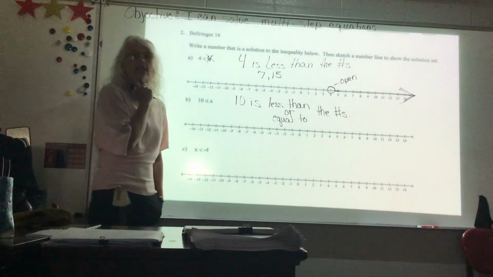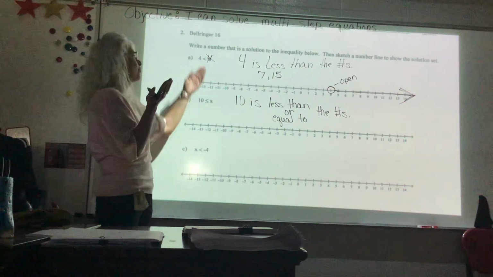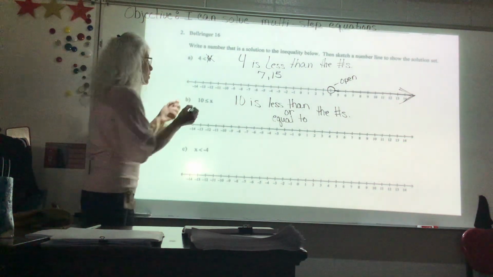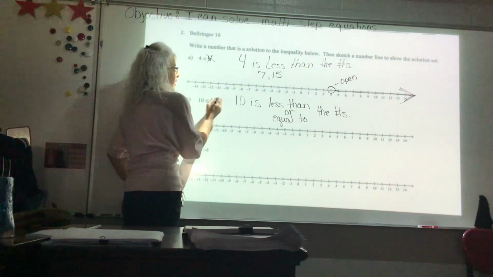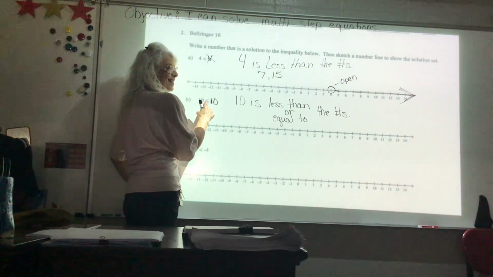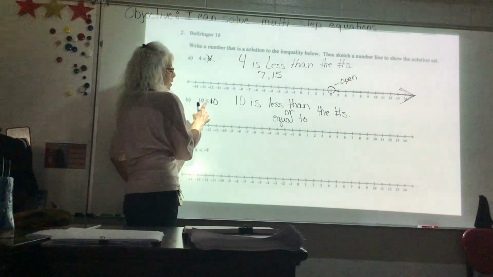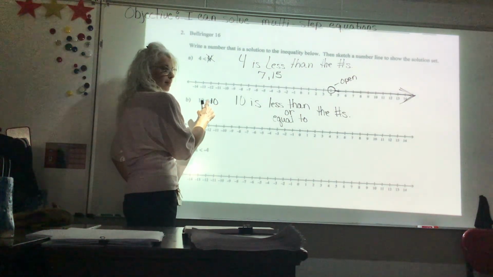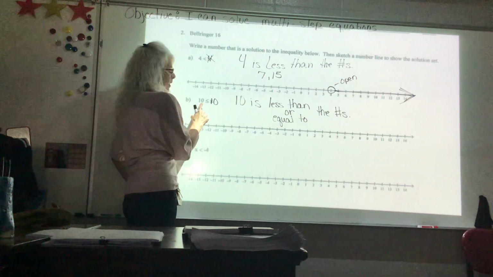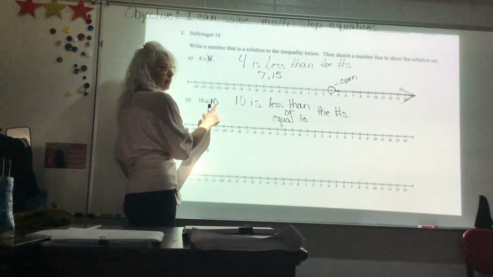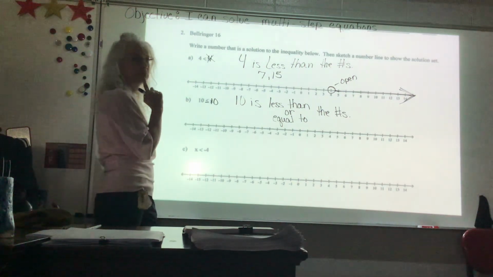All right, so I just said over here, I always like to check the number that's in the inequality. So I can do that first. Is 10 less than 10? No. Is 10 equal to 10? Yes. So is 10 a solution? Yes.